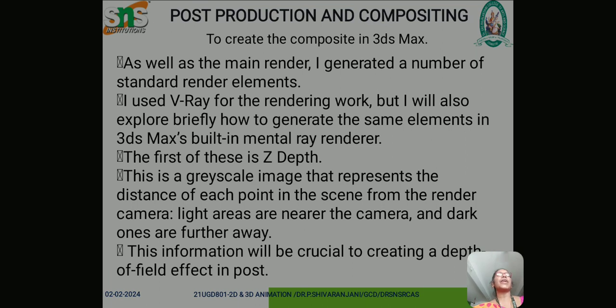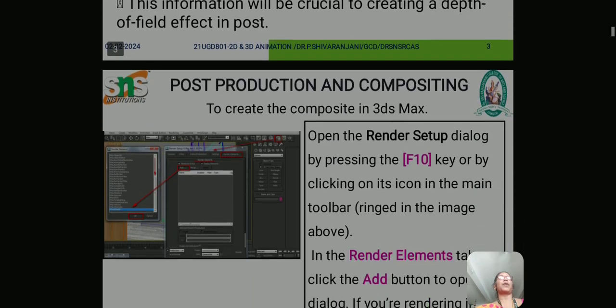This is a grayscale image that represents the distance of each point in the scene from the rendering camera. The lighter areas are nearer the camera and the darker ones are further away. This information will be crucial for creating depth of field effects in post-production.